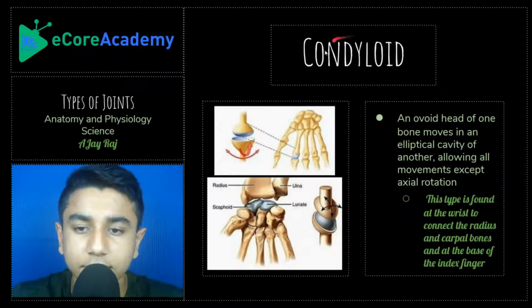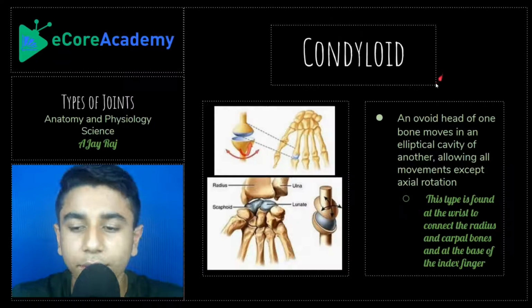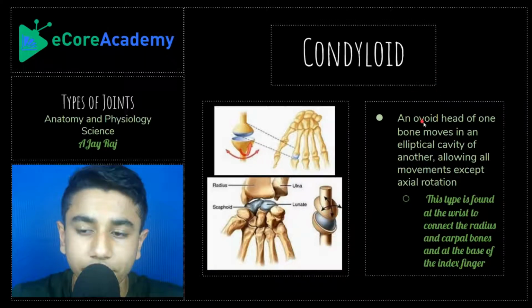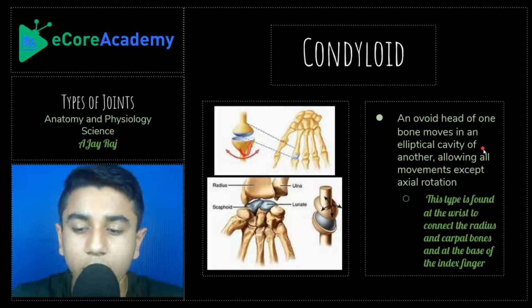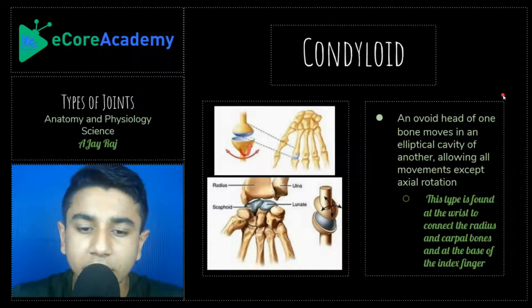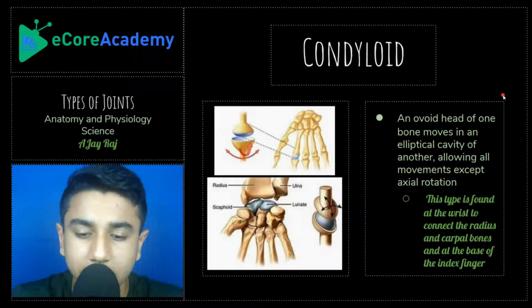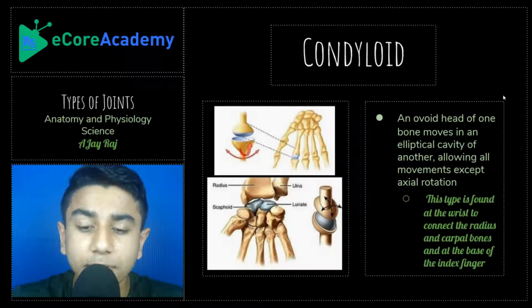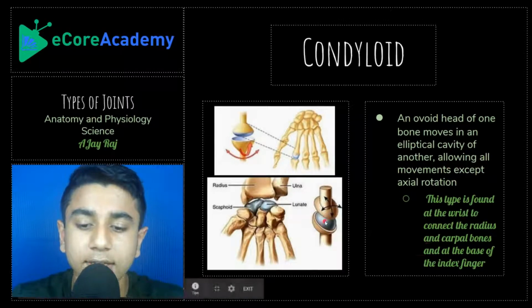So the next class of joints is the condyloid joints. Condyloid. That's a weird word, but you'll get used to it after constant pronunciation. So the condyloid joint is an ovoid head of one bone that moves in an elliptical cavity of another, allowing all movements except axial rotation. What basically happens here is a very similar concept to that of the ball and socket joint, except that you're losing an entire bone layer.